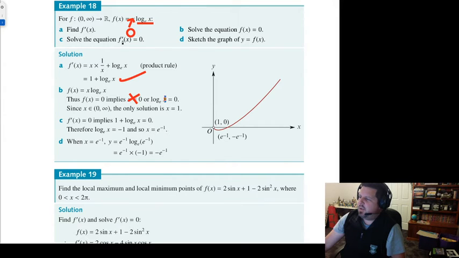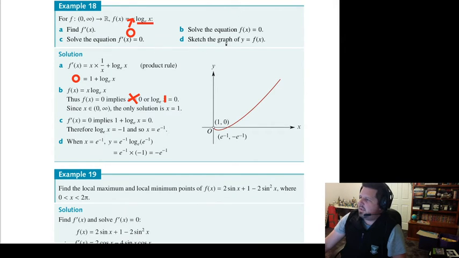It says solve the equation f dash x equals 0, so the derivative equals 0. So again, for the derivative to be equal to 0, this part here would have to be equal to negative 1, because 1 take away negative 1 is what gives you the 0. So log e of x has to be equal to negative 1. Making that equal to negative 1 and rearranging, you can find out that x is equal to e to the power of negative 1.